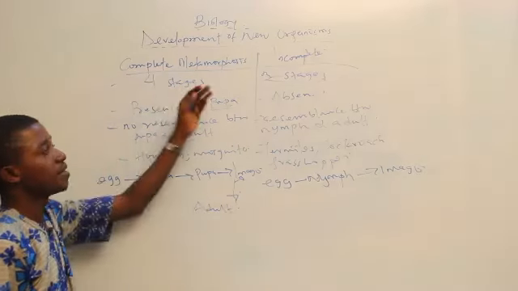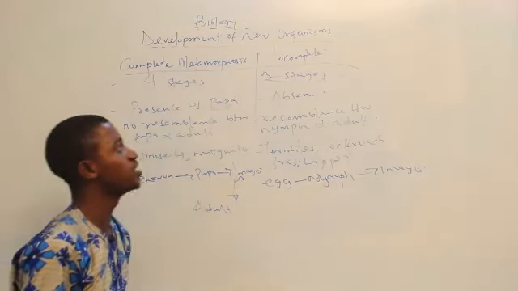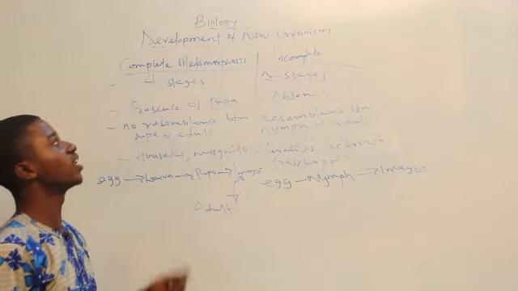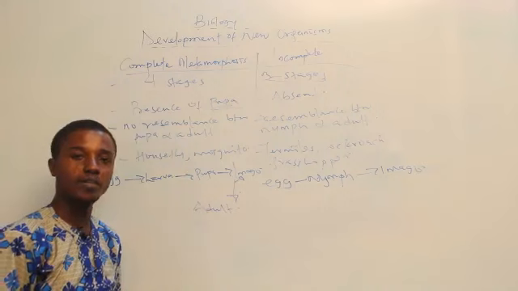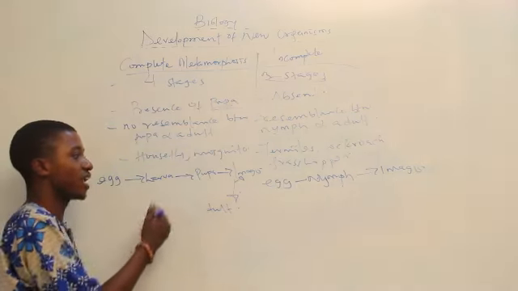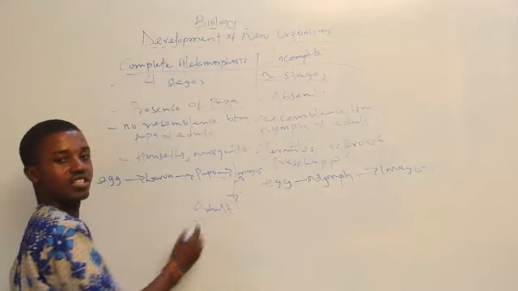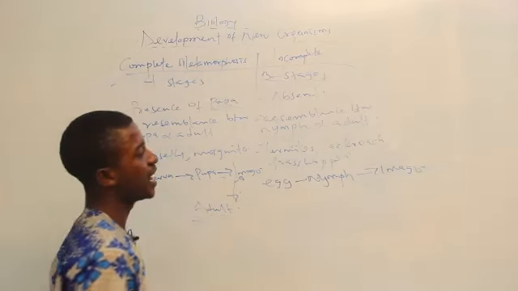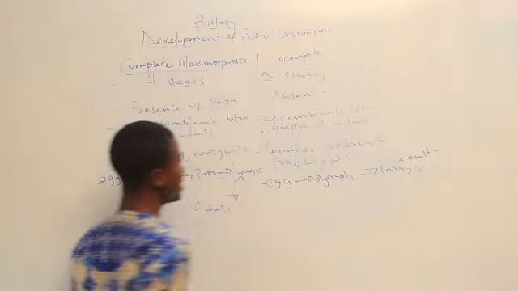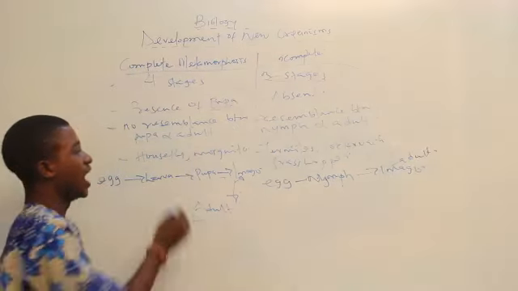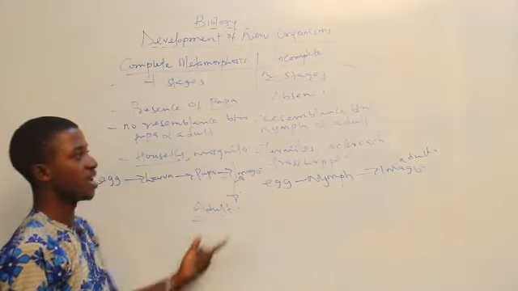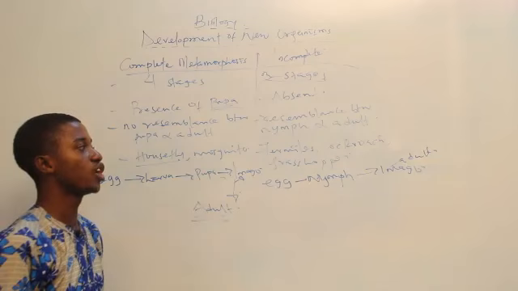Are you with me? So complete metamorphosis has got 4 stages. Incomplete metamorphosis has got 3 stages. There is the presence of pupa for the complete metamorphosis. Incomplete lacks the presence of pupa. No resemblance between pupa and adult. The pupa and the adult have got no resemblance. However, the nymph and the imago, which is the adult, have got resemblance. Are you with me? Examples are housefly, butterfly, mosquitoes. Examples here are termite, cockroach, and grasshopper.